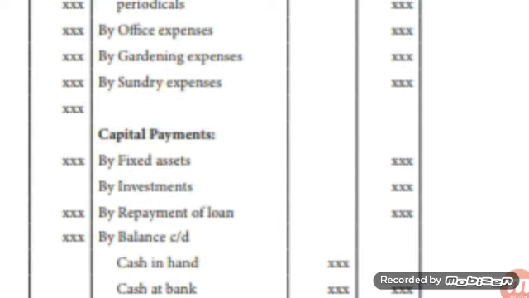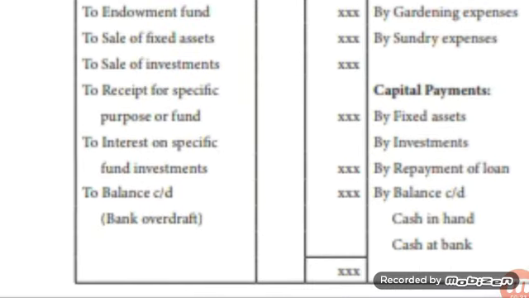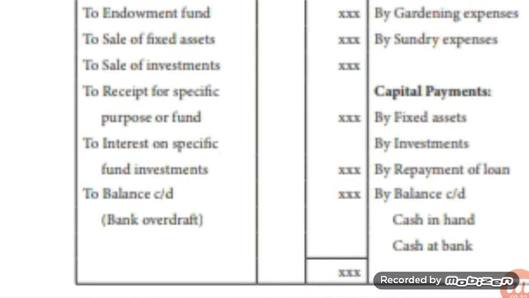Children, sometimes if the total of the credit side is more than the debit side, you will get the balancing figure on the debit side. That means your lighter side is the debit side. That balancing figure represents bank overdraft.